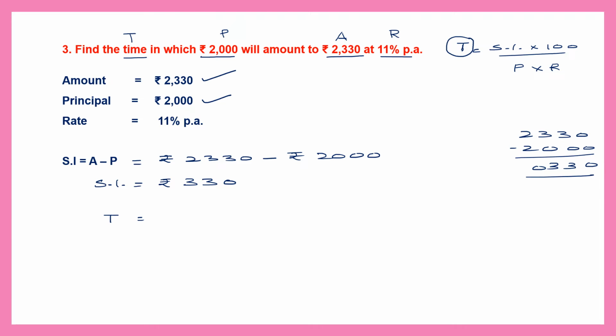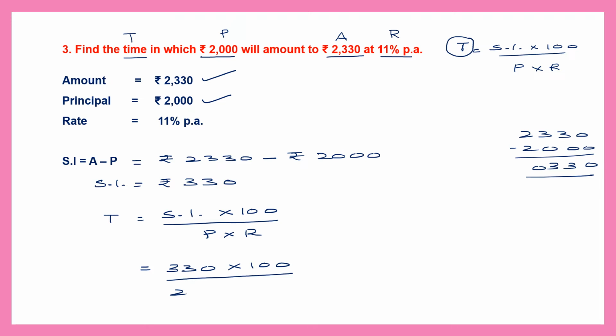Now we can find time. Let's use the formula: simple interest into 100 by P into R. Now let's substitute the values. Simple interest, which is found out to be 330 into 100, and how much is principal? Principal is 2000 and rate of interest is 11%. Now let's cancel what we can. So I will cancel one 0 there on top, one more 0, and I can cancel one more 0 here. Now what else can I cancel? I can cancel 11 and 33. 11 ones are 11 and 11 threes are 33.